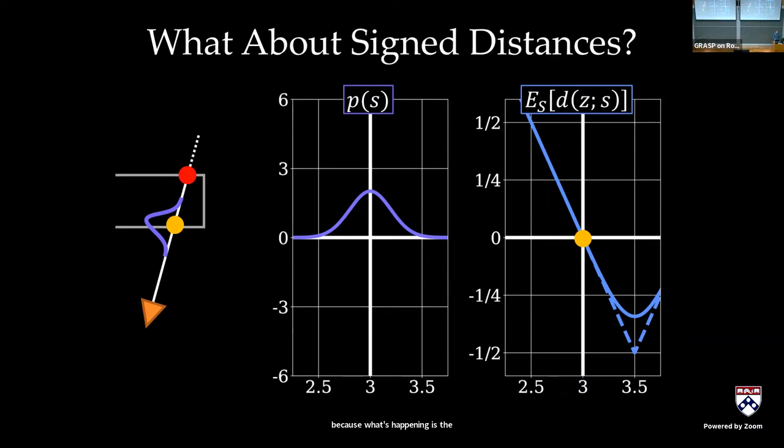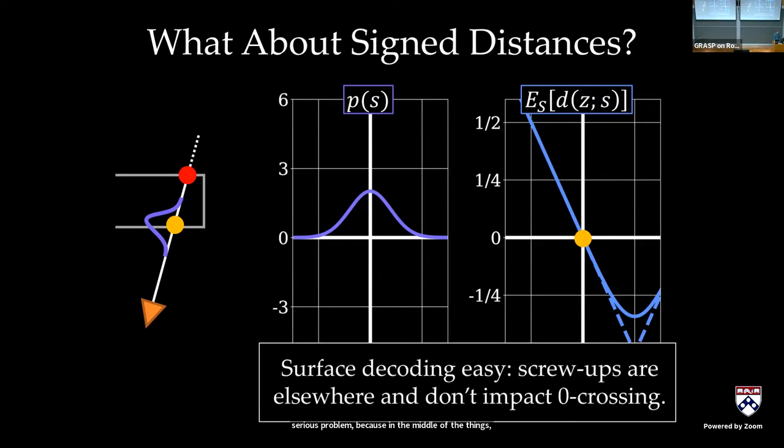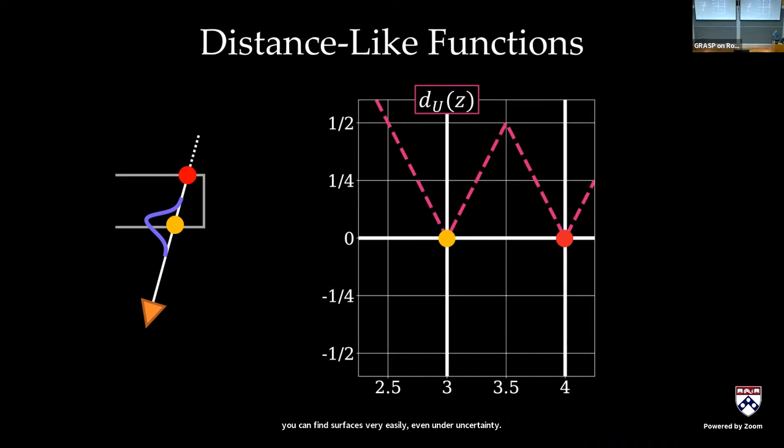And actually, if you talk to people who do things like produce medial axes, they say, oh yeah, this is actually a very serious problem, because in the middle of the shape, things get really messed up by the function. So you can find surfaces very easily, even under uncertainty, if you have a watertight mesh. So we have a trick, and hopefully the geometers will not kill us, because we're going to give up on predicting distance functions. Our title, unfortunately, does still say distance function. We're going to say we're going to produce a distance-like function.